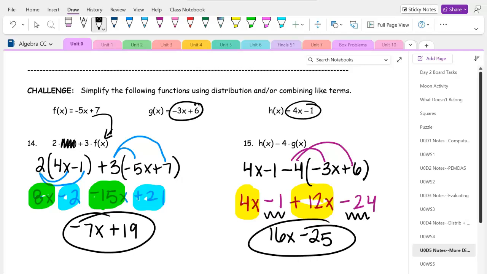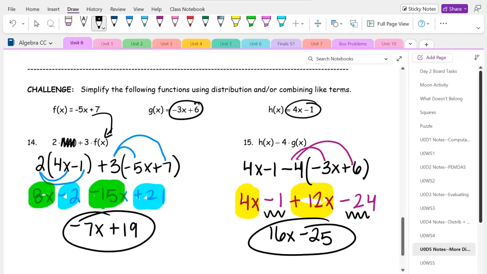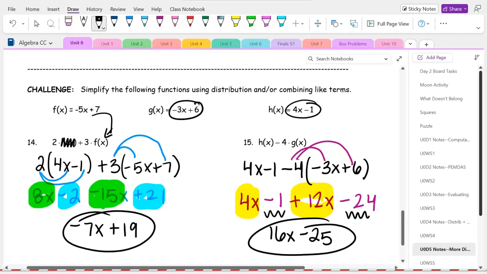And there you go. That is actually more difficult than you will see on your Unit 0 quiz. But you will see some challenge problems like that on your homework tonight. So make sure you give them a try.